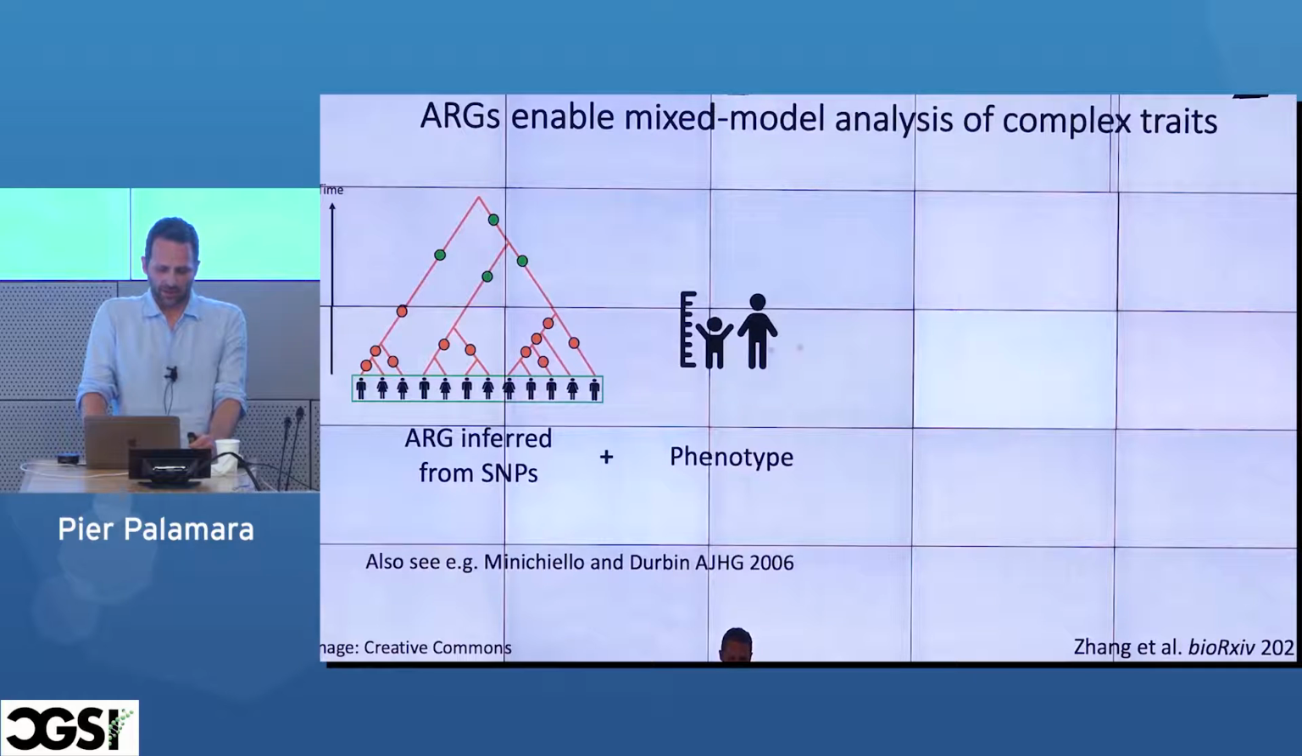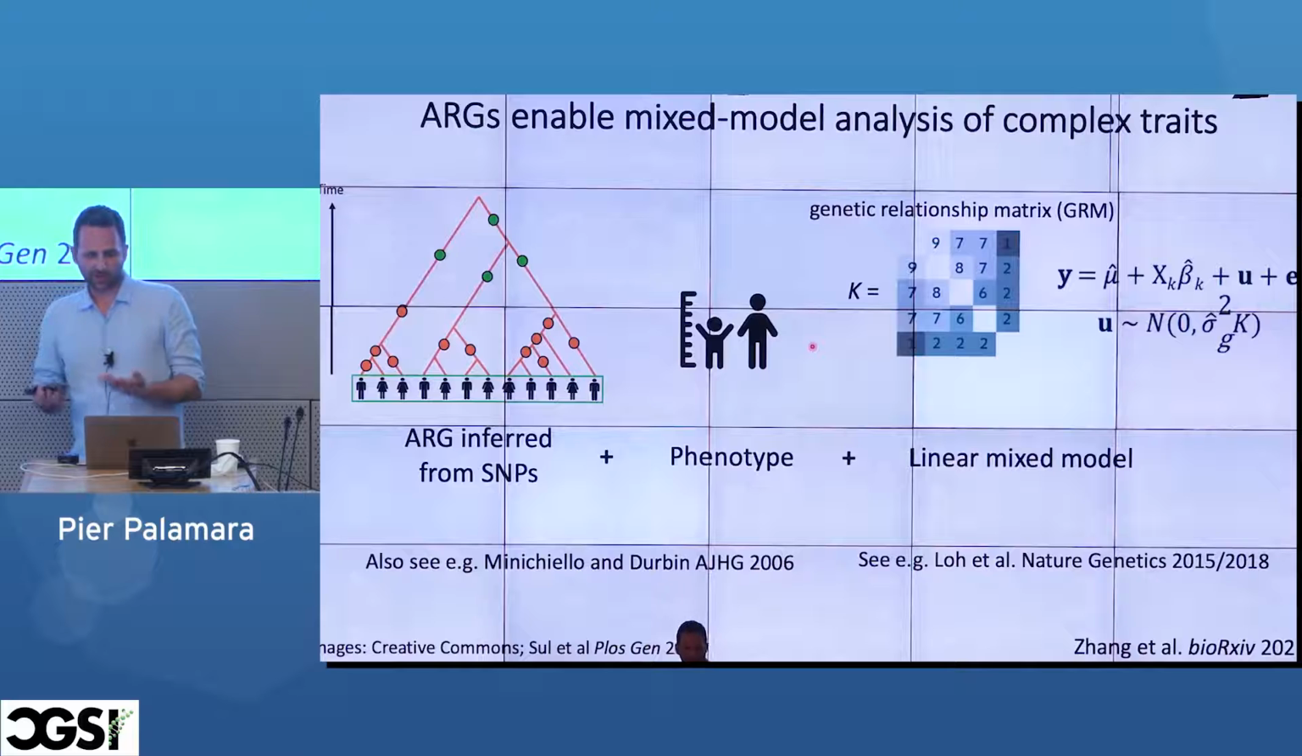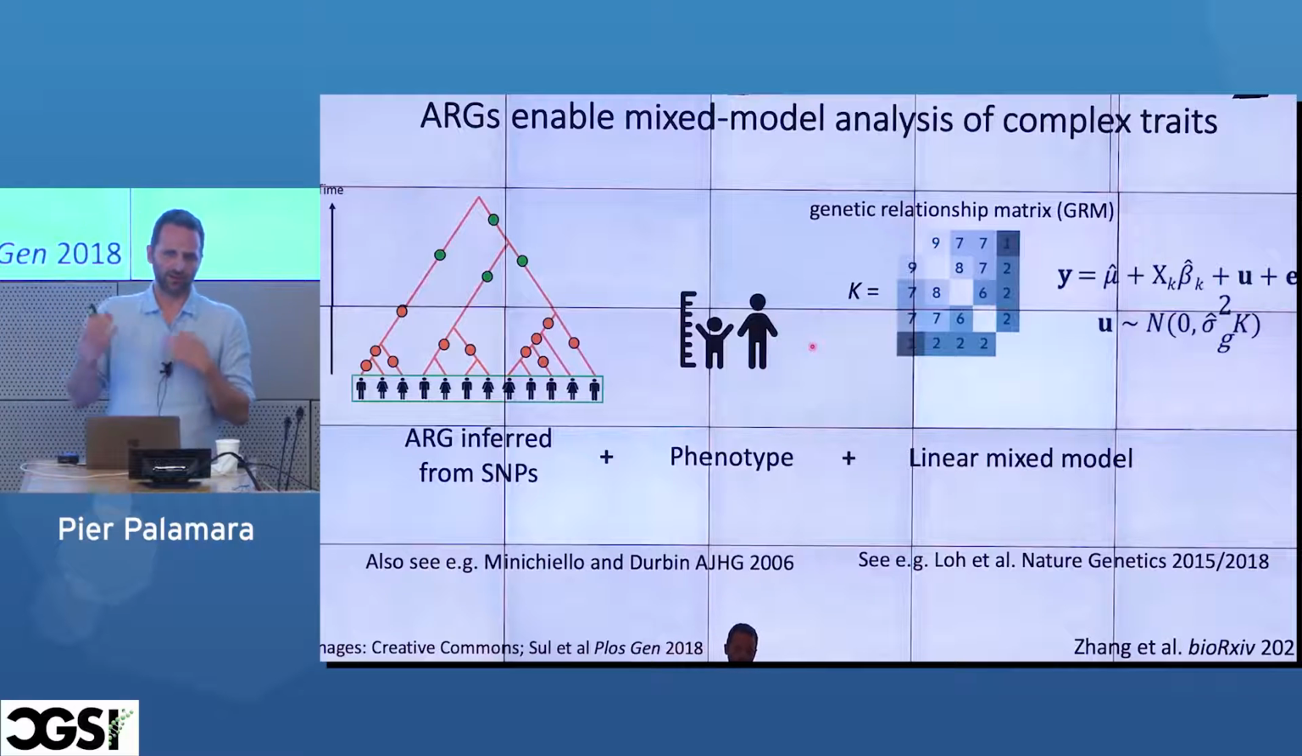And we want to find association. One very good way of doing association is to use mixed models, which you have heard about in the past few days. This framework allows you to do things like heritability estimation, polygenic prediction, and association as well.